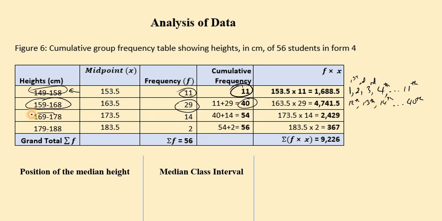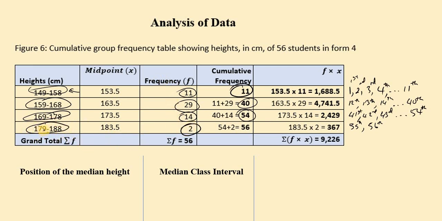Now, this class interval has 14 persons. And the person with the lowest height is the 41st person. So the 41st, 42nd, 43rd, right up to the 54th person. And in a similar manner, the next two persons would be the 55th person and then the 56th person. Notice that we have these two people here. That's the frequency 2 for this category. So this category has only 2 persons.